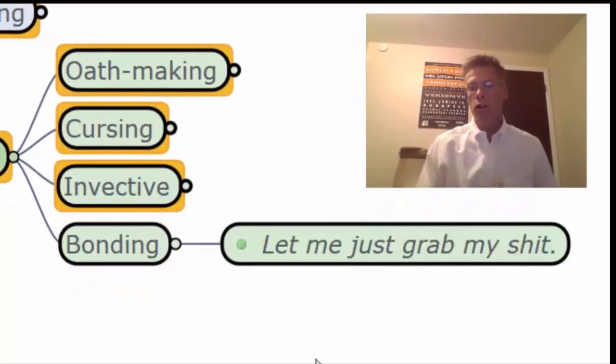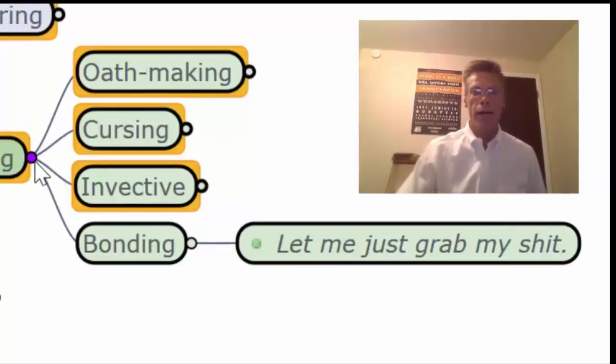So for example, if you're with a friend and you say, "Hey, let me just grab my shit," the choice of using this taboo word "shit" establishes the close relationship that you have with that friend.